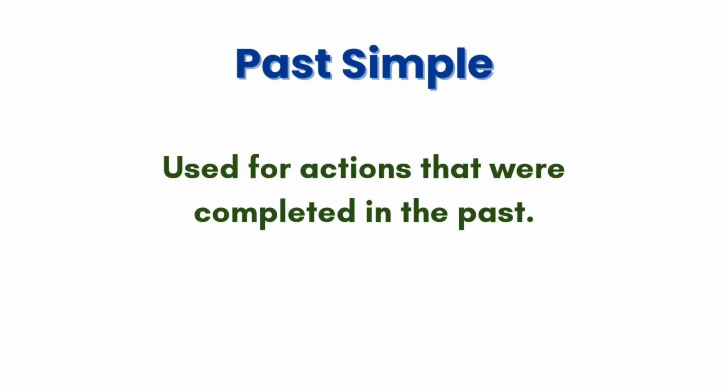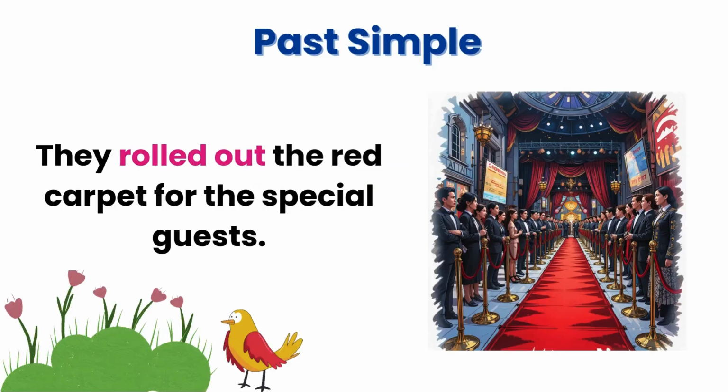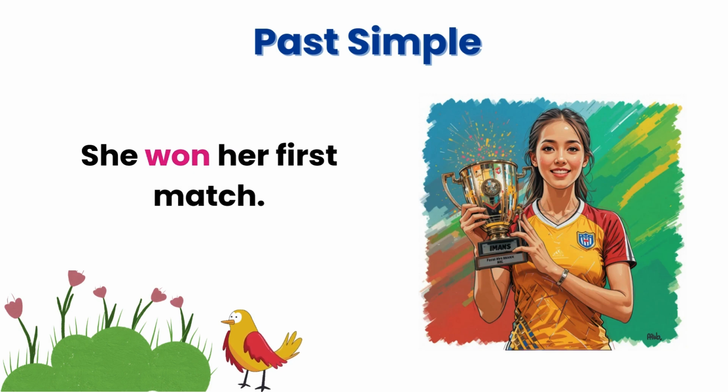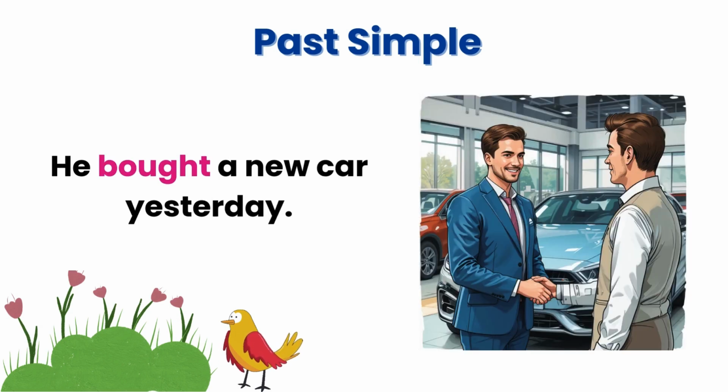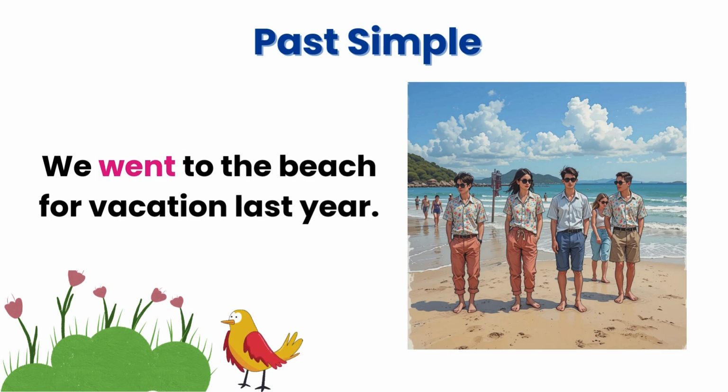Past simple. Past simple tense is used for actions that were completed in the past. They rolled out the red carpet for the special guests. She won her first match. He bought a new car yesterday. We went to the beach for vacation last year.